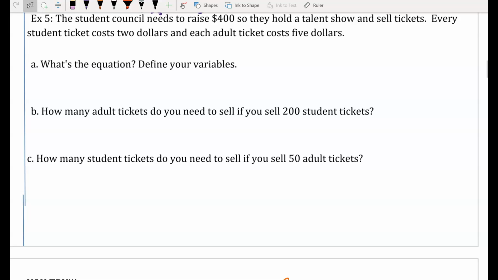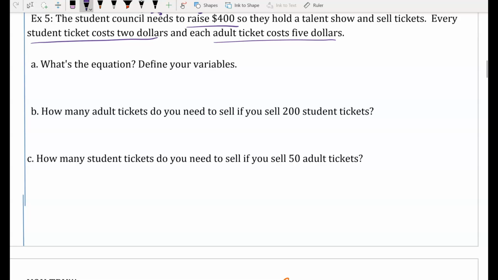Let's go through that process again in example 5. We have a different context, but we're going to use some of those same techniques for setting up our equation. The student council needs to raise $400, so I'm going to underline that because it seems important. So they hold a talent show and sell tickets. Every student ticket costs $2, and each adult ticket costs $5.